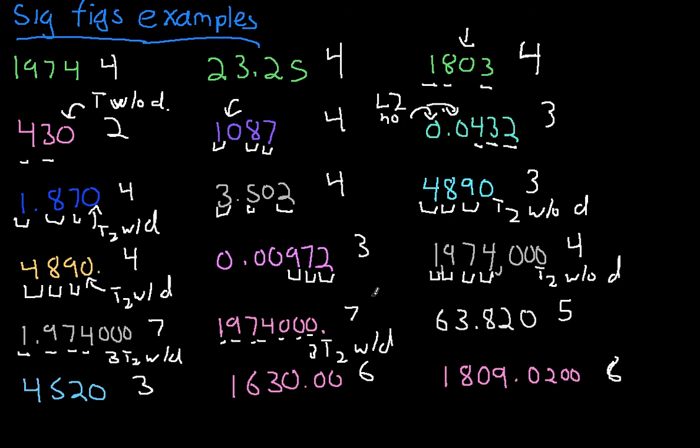Remember, trailing zeros with a decimal place are significant. 1, 2, 3, 4 trailing 0 with a decimal place. 1, 2, 3 trailing 0 but no decimal place. That's why that one has 3. For this next one, 1, 2, 3, and then 3 trailing zeros. It's that decimal place that matters. That's why this works.